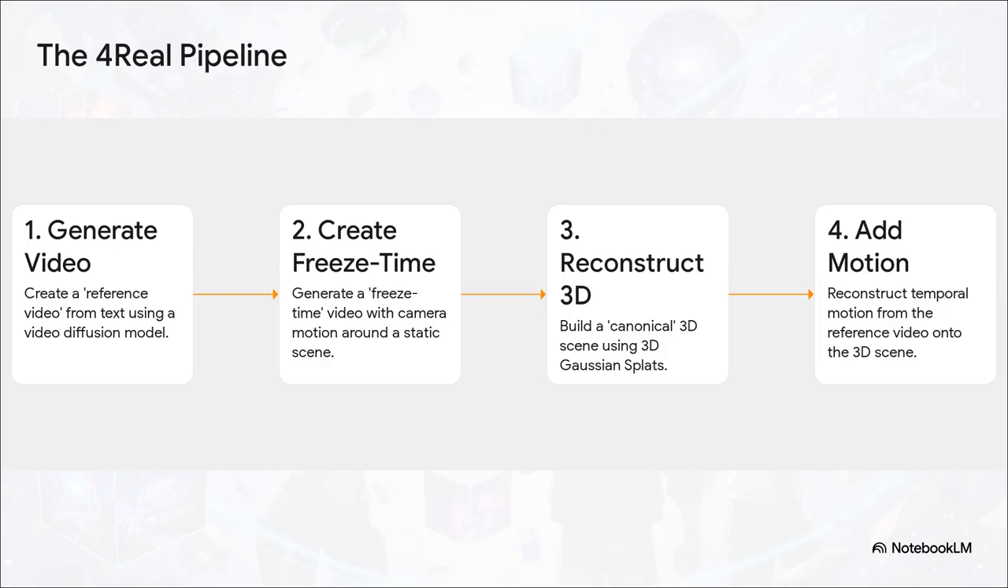Step 2, it creates what they call a freeze time video. And the best way to think about this is that bullet time effect from the Matrix, for real. It grabs one single frame, one instant from that video, and then creates a new video where the camera just circles around that frozen moment. It's wild. From there, in step 3, it uses that freeze time video to build a solid, static 3D model of the scene. And finally, step 4, it takes the motion from the original reference video and slaps it back onto that 3D scene, bringing the whole thing to life.